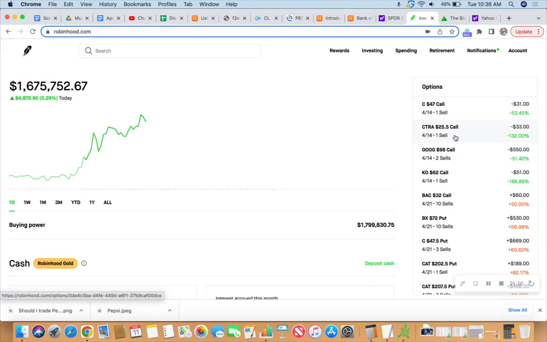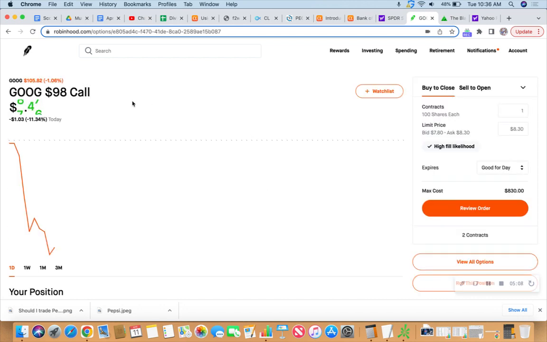Into the next one. Coterra, we'll let that go at 2550. The Google, though, I'm looking at rolling that. I know I keep flip-flopping, changing my mind, but let's see if we can roll it out to like Cinco de Mayo, por favor, and collect some dollar bills, as well as rolling this up and out. So we want to get more dollar bills on our money.